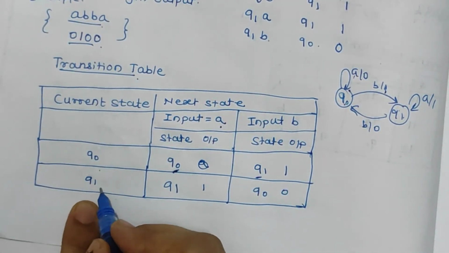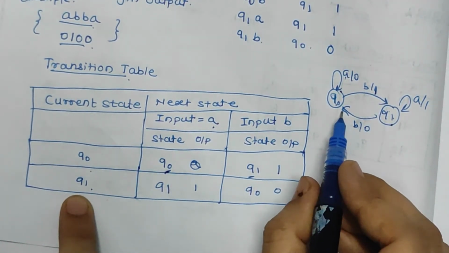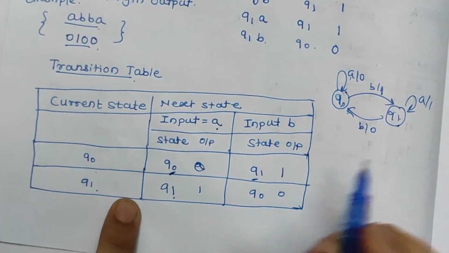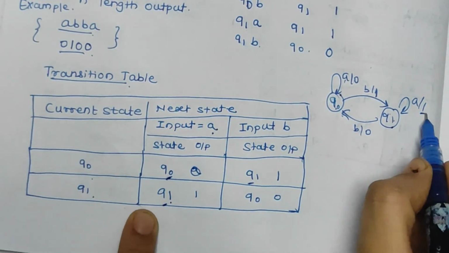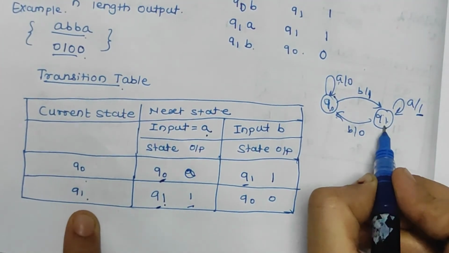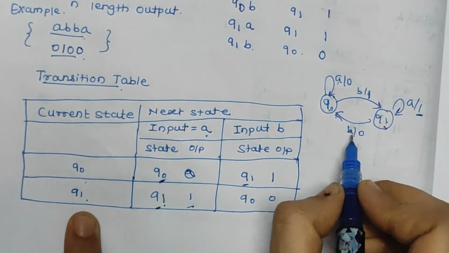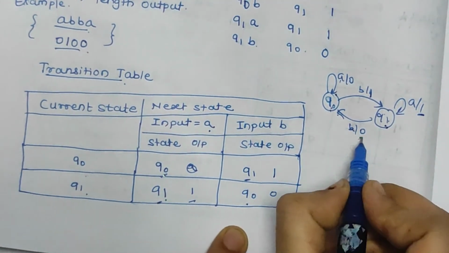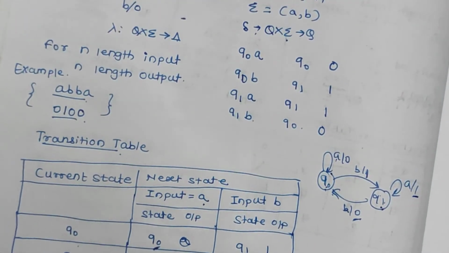Next, for state Q1, if we provide input A, we will get the state Q1 as the next state and the output associated will be 1. And for state Q1, if we provide B as input, the next state will be Q0 and the output associated with this transition will be 0. So this is about Mealy machine.